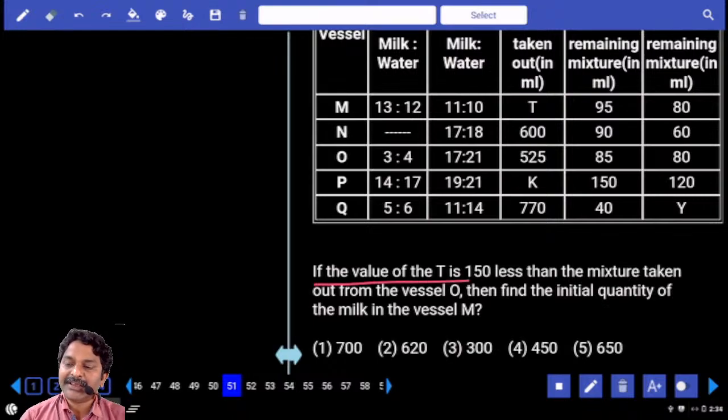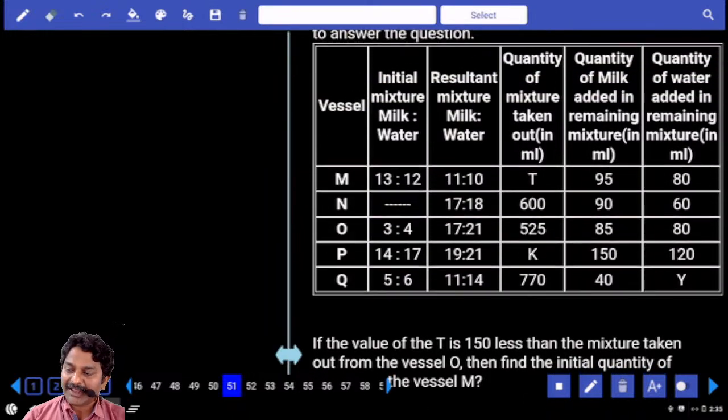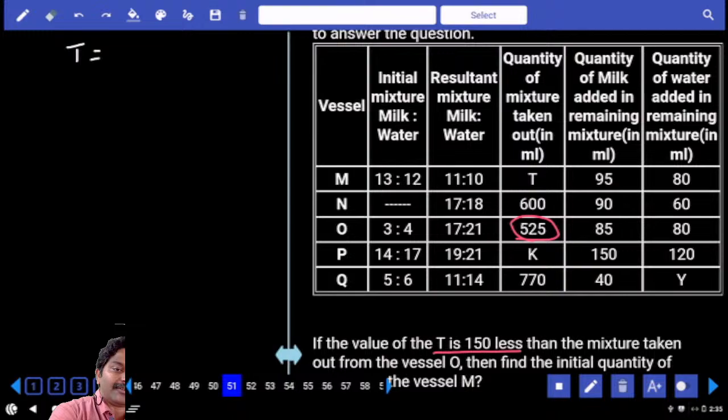If the value of T is 150 less than the mixture taken out from vessel O. Be careful. Are they talking about mixture, milk or water? Mixture taken out from vessel O. How much is that? 525. If our T value is 150 less, then T is equal to 375.